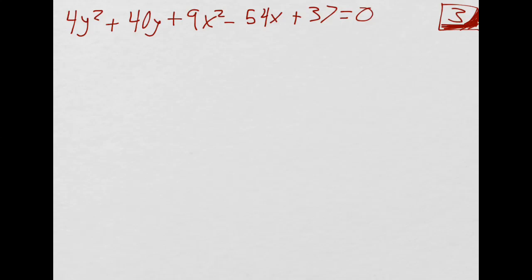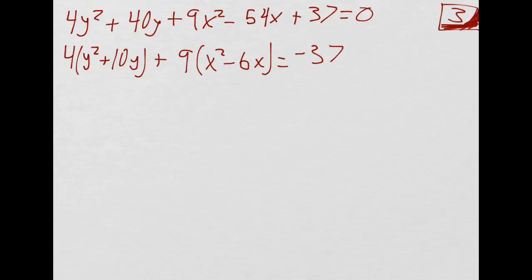First off, recognize that this is an ellipse because y is squared and x is squared. So we need to complete the square on y and complete the square on x as well. In order to do that, let's factor out the y squared coefficient from the y terms and factor out the coefficient of x squared from the x terms. And let's also go ahead and subtract 37 from both sides to move that 37 to the other side of the equals sign.